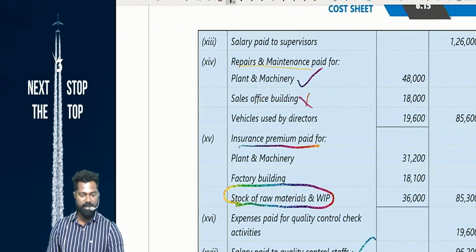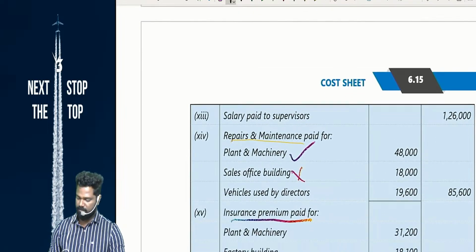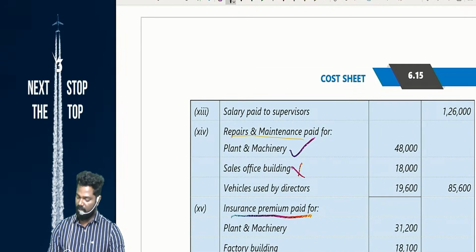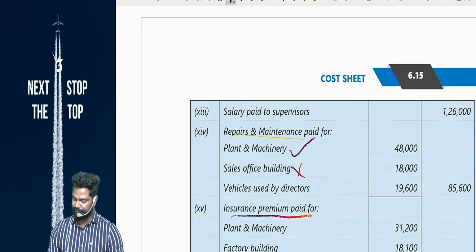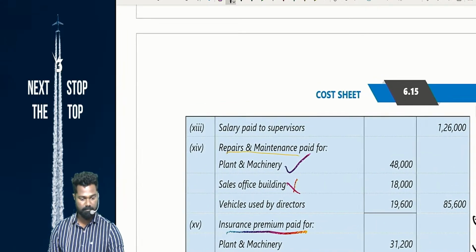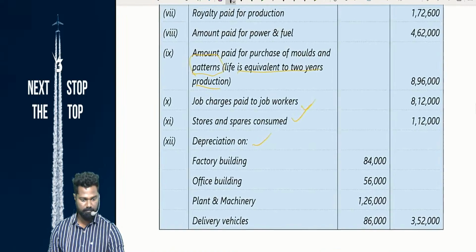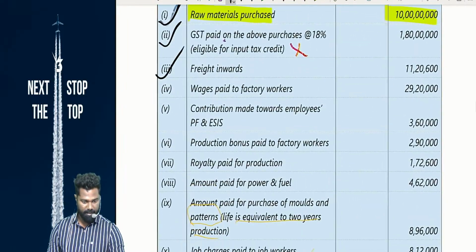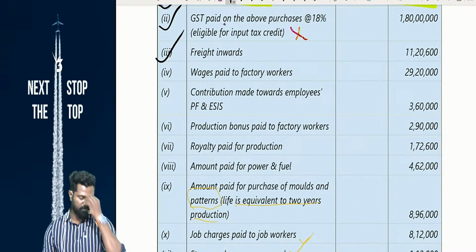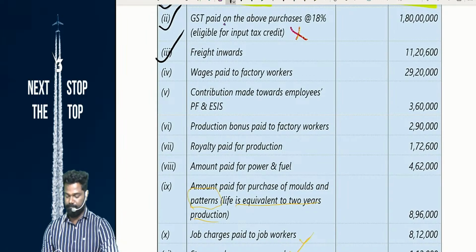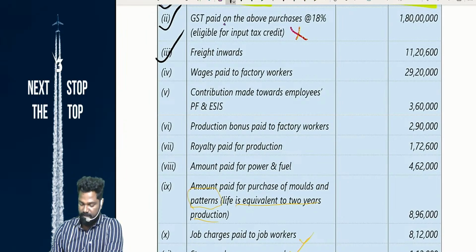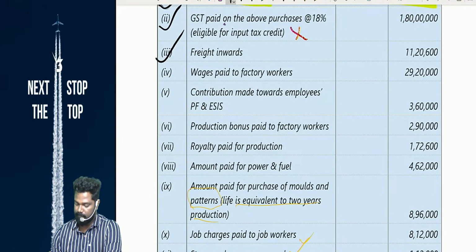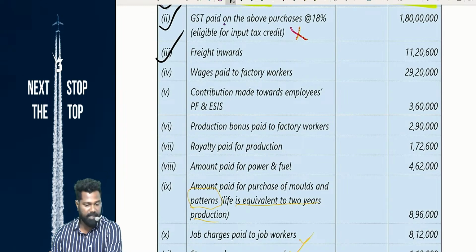Clear? Next is what? Direct labor cost. Chalo fast. Next, wages paid for factory. Put a heading direct labor cost. Underline it, then start writing.